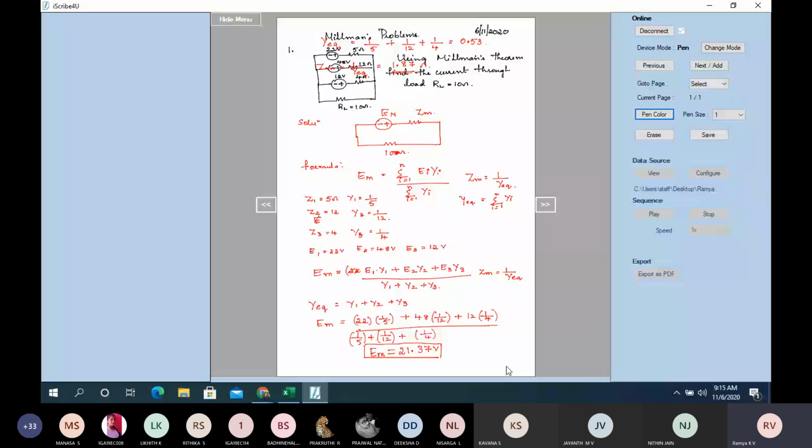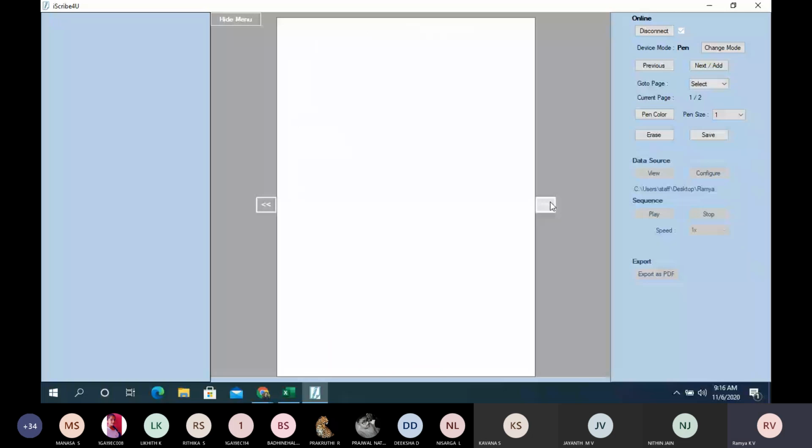So we will write the final circuit with the values. So this is how our final circuit would be. We know the EM value. Sorry, I am writing in the same thing. I don't know how to change it. Okay. We got ZM is equal to 1/Y equivalent, which is equal to 1.87 ohm.